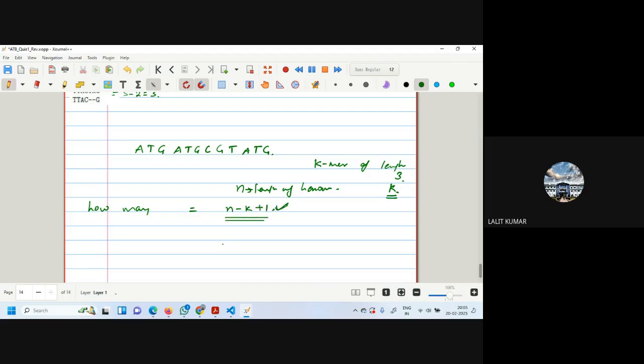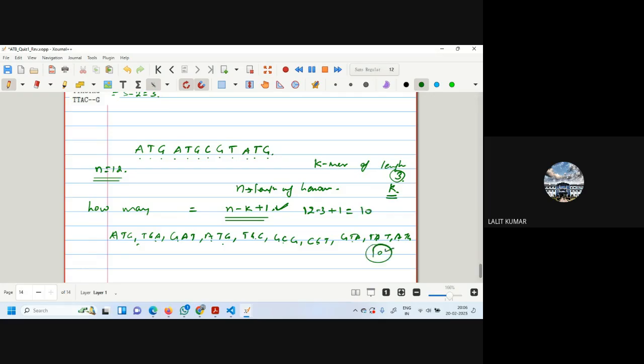We can count here 1, 2, 3, up to 12, so N is 12, and we need k-mers of length 3. So we will have ATG, TGA, GAT, again ATG, TGC, GCG, CGT, GTA, TAT, and ATG. If we count them, we get 10. So 12 minus 3 plus 1 is equal to 10. Exactly, we get 10 k-mers.